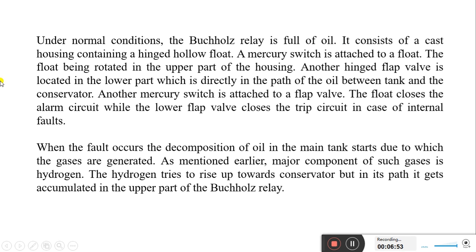So it consists of a cast housing containing a hinged hollow float, and a mercury switch is attached to the float. As I had discussed in the diagram, there is a mercury switch which is attached to the float. The float is rotated in the upper part of the housing, and another hinged flap valve is located in the lower part, which is directly in the path of the oil between the tank and the conservator.